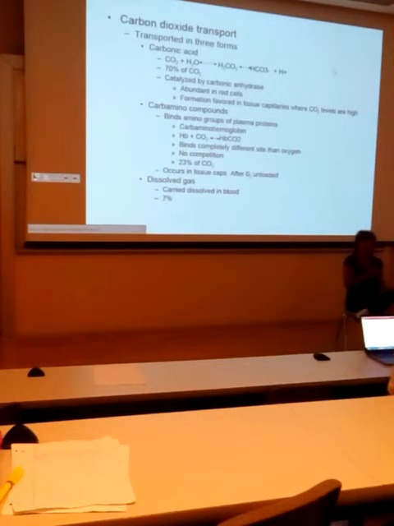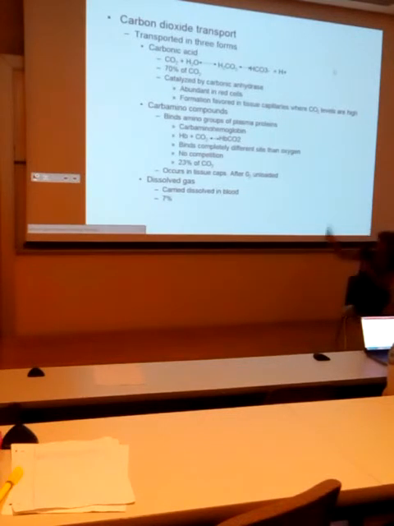The majority of CO2, though, is not carried in either of those two forms. I'm not going to get the numbers exactly right, but I think it's something like 7% is dissolved in the plasma, 23% is bound to hemoglobin. And so that leaves 70% that has to be transported another way. The majority of this transport is as bicarbonate in the plasma.